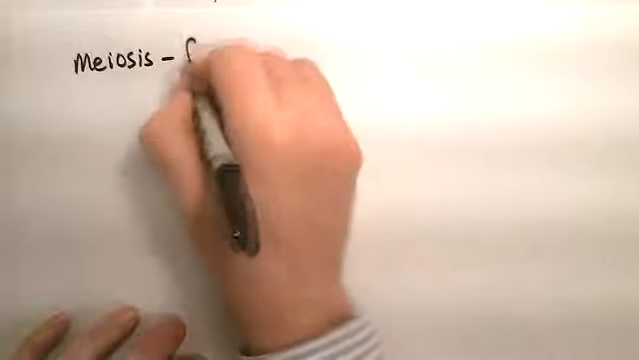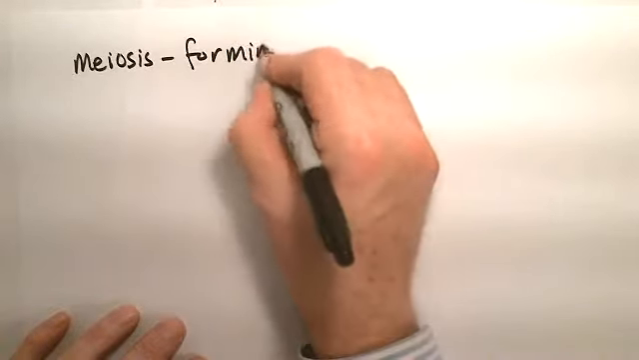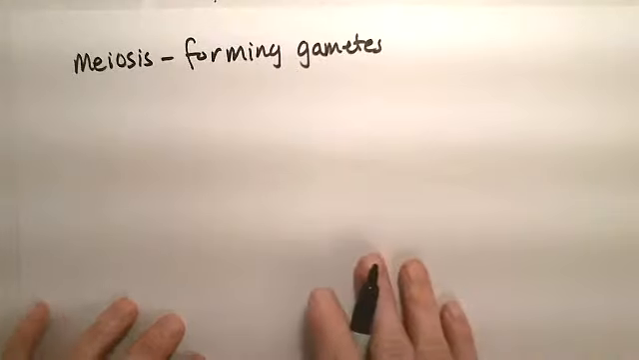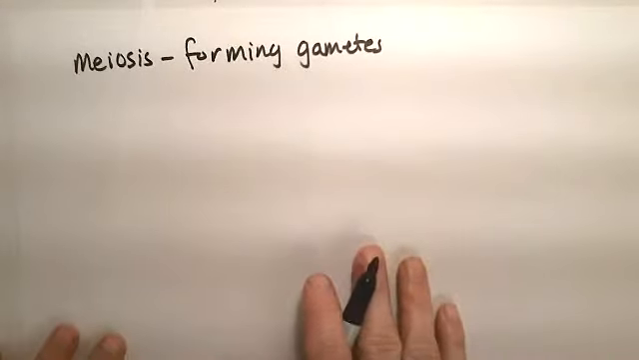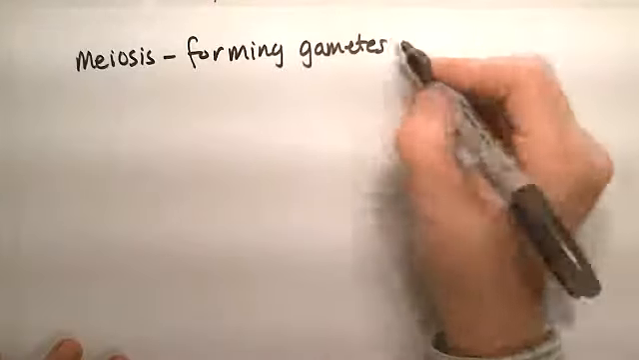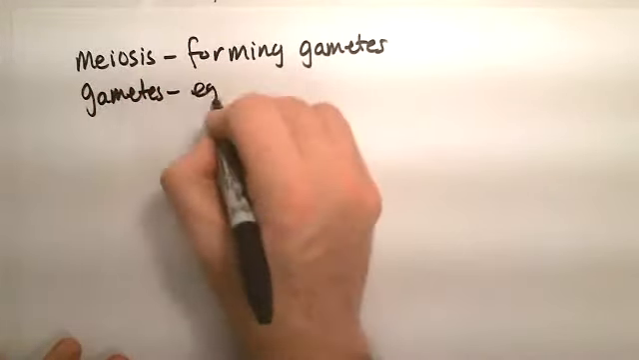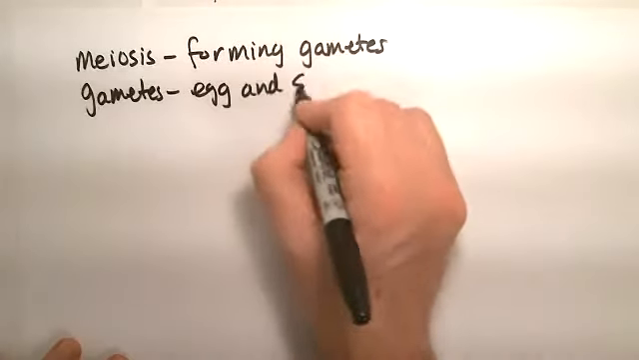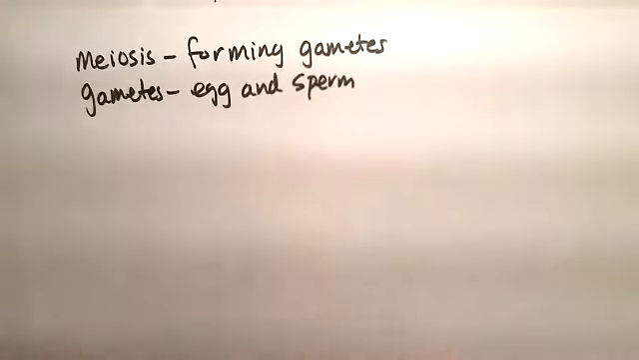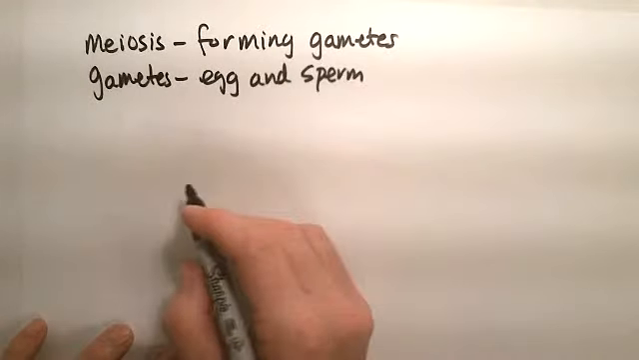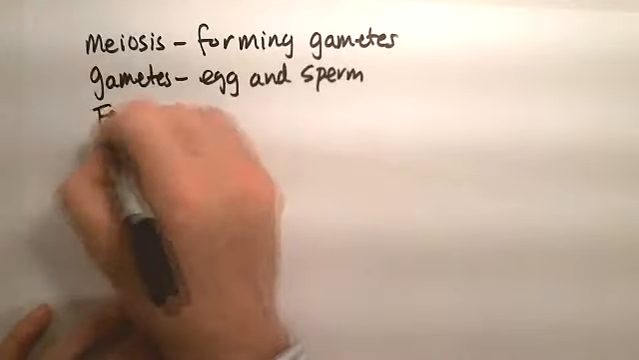Now, meiosis is the process of forming gametes. And we've got a few vocabulary words to go through here. So, the process of forming gametes. Well, what are gametes? Gametes are egg and sperm. These are cells involved with reproduction. Okay? Gametes fuse together in a process called fertilization. And we may have already talked about this particular process.